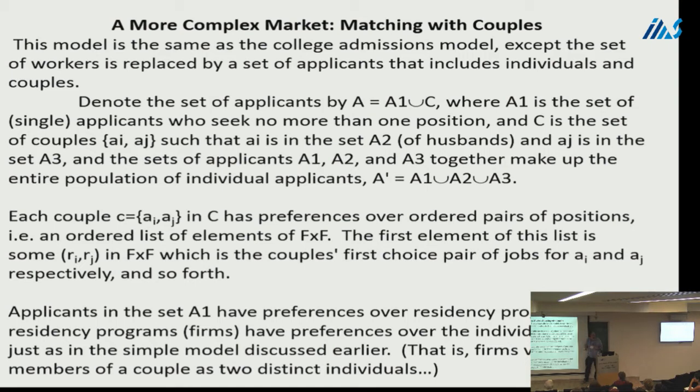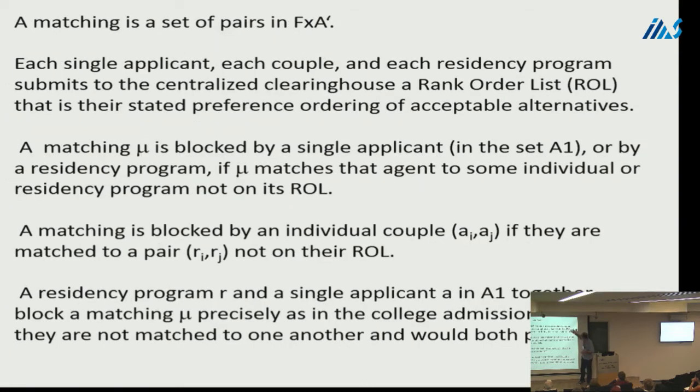So now we can talk about the single people will submit rank order lists over individual jobs. The couples will submit rank order lists over pairs of jobs. And the firms, the employers, the residency programs, they'll submit lists over individuals. They don't see you as a couple. They just see you. Okay, so a matching is now, we can talk about a stable matching.